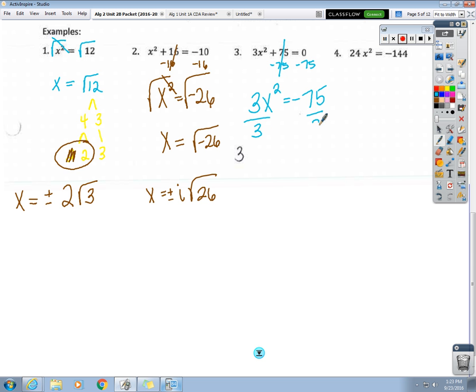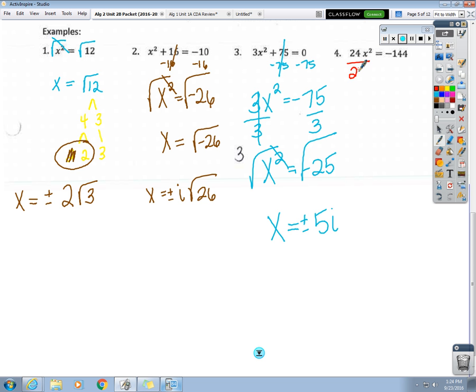Right? And that gives me x squared equals negative 25 though. And so now to get rid of the squared, what do I do? Okay, so x equals, what's the square root of 25? But since it's a negative on the inside, what do you have to put? An i, and since you were solving for x and you square rooted, plus or minus. Okay? Alright, number 4, what do I do first?